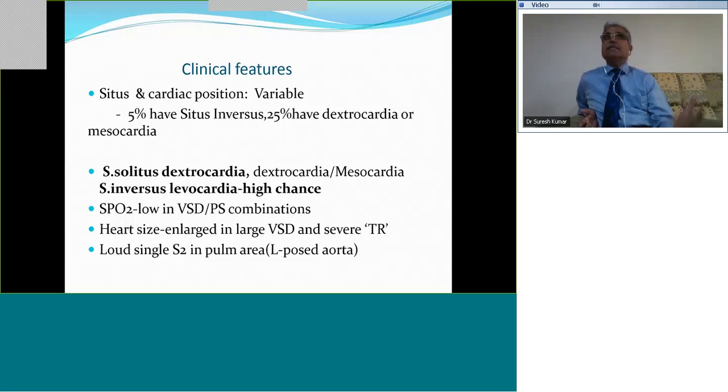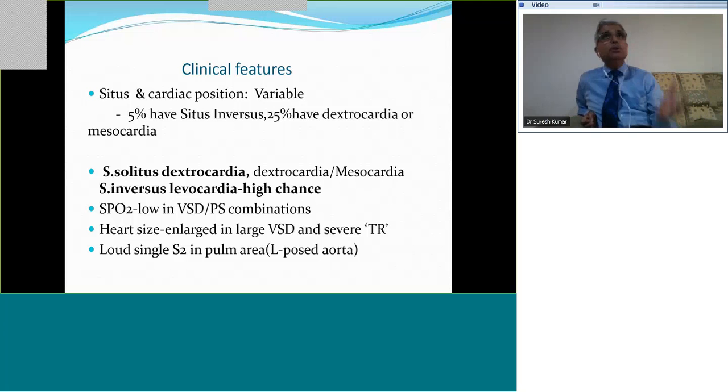The heart size could be enlarged if there is a large VSD or there is a left AV valve regurgitation or systemic ventricular dysfunction. And one characteristic auscultatory finding in a heart which is located in the normal position is a loud second sound in the pulmonary area. When you get a loud second sound in the pulmonary area, it may be palpable.